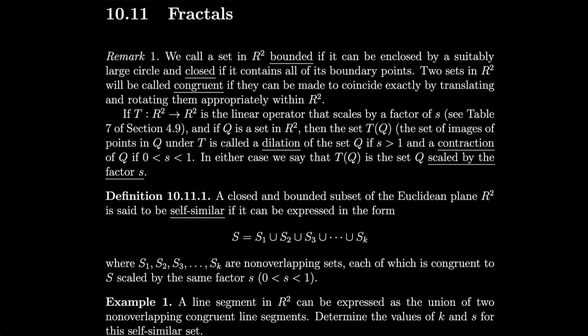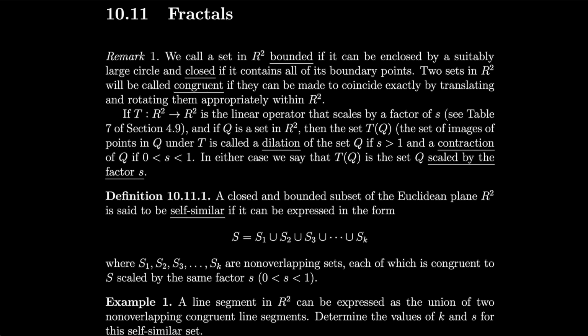Section 10.11, Fractals. We call a set in R2 bounded if it can be enclosed by a suitably large circle, and closed if it contains all of its boundary points.